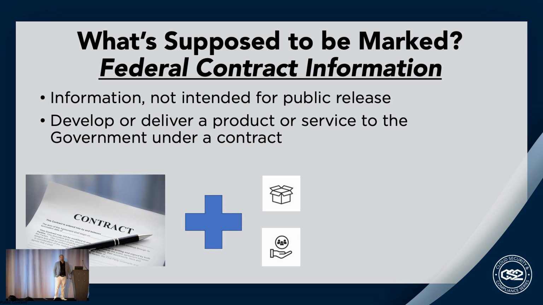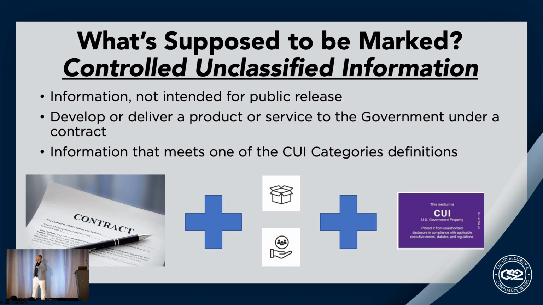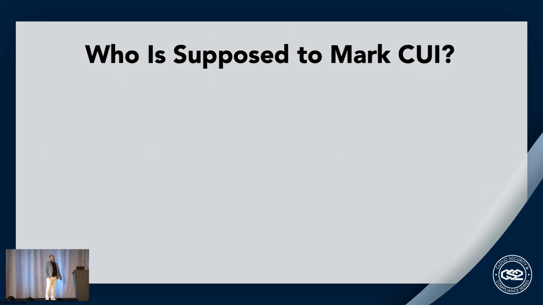So what's supposed to be marked? In order for you to have CUI in your environment in the first place, you have to have a contract. So we're going to take it from the premise that you are the prime contractor. Under FAR 52.204-21, federal contract information has 2 elements to it. It's information not intended for public release, and you're developing or delivering a product or service to the government under that contract. Those are the 2 elements that are required. By adding the third element of the information meets one of the CUI category definitions, once you put all 3 elements together, you now have CUI in your environment. All right, so who's supposed to mark CUI?